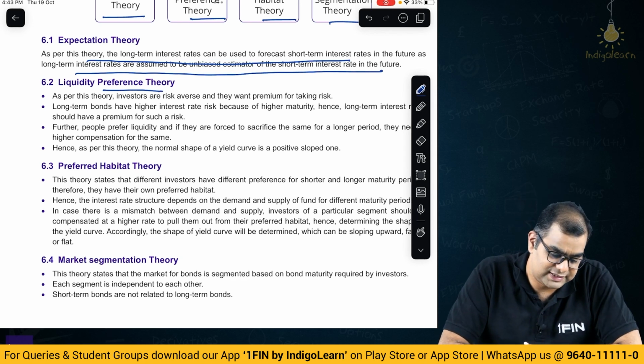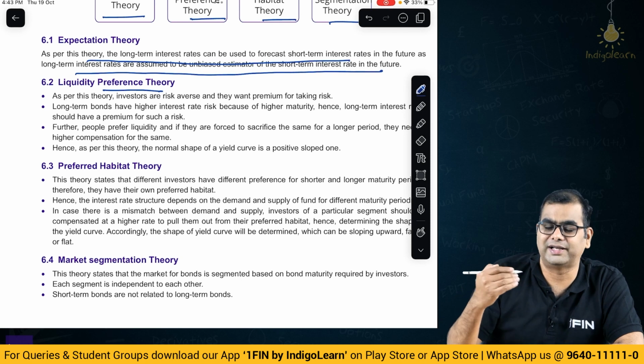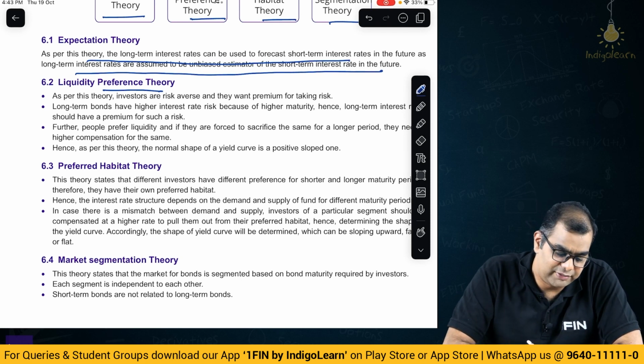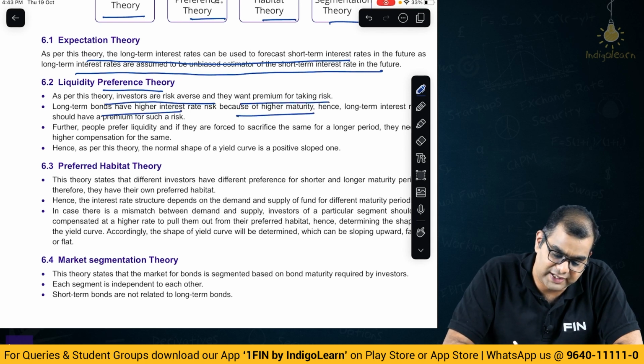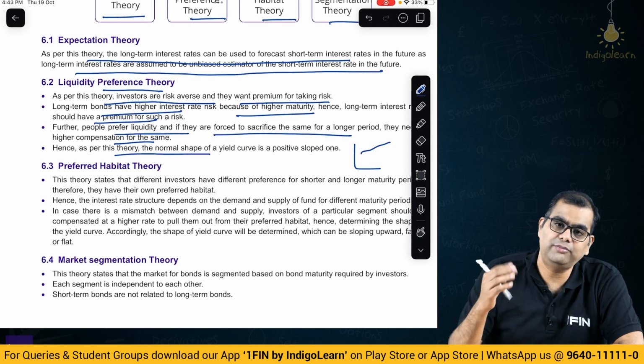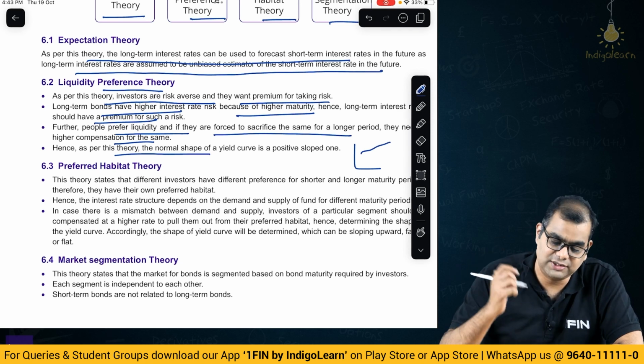Liquidity preference theory: in this theory, basically long term rates are unbiased, short term have to be arrived at using long term. As per this theory, investors are risk averse, hence they want a premium for taking risk. Long term bonds have higher rates because of higher maturity and they should have a premium. Further, people prefer liquidity, and if they are forced to sacrifice it for a longer period, they need higher compensation. Hence, as per this theory, the normal shape of the yield curve is positively sloped, that is an upward slope. So, if you go long term, you are taking more risk and hence want more interest rate.